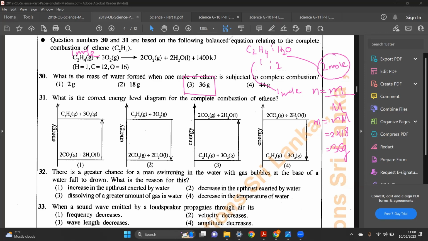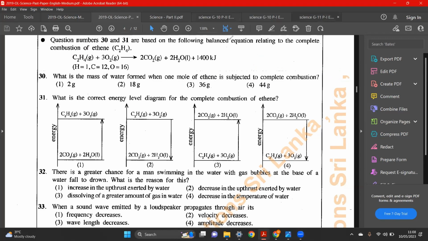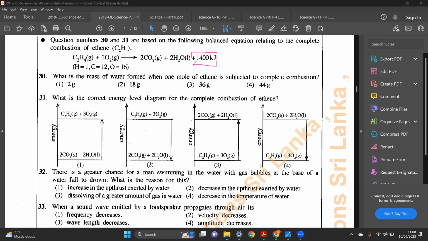Okay. We move to the 31st question. It's also based on that. What is the correct energy level diagram for the complete combustion of ethene? Even if they didn't give you this one here, 1400 kilojoules, since it's on this side, you can say that it's exothermic. But even if they didn't give you this, you should still know that it's exothermic because it's a combustion reaction. Combustion reactions, that is burning reactions, release a lot of heat. So it's an exothermic reaction.